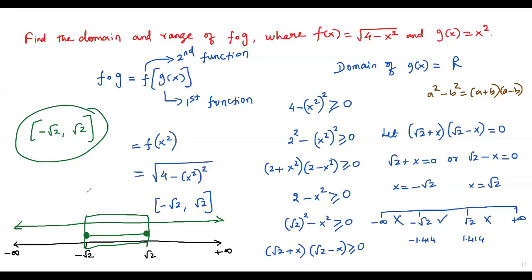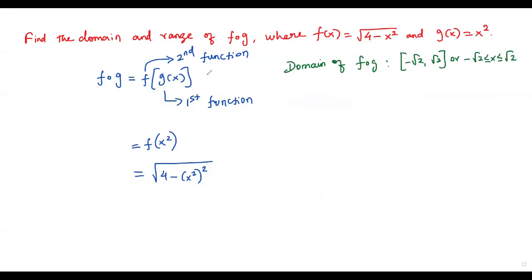Now let's erase some stuff, and let's start finding the range of the composite function. Let's see how to find the range of the composite function f dot g. Actually, range is the possible values we can have for the function. For example, if I want to find the range of the function f of x, what values can this f of x possibly take? That's called range. So domain is nothing but the values of x for which the function is defined, and the range is nothing but the values of this f of x.